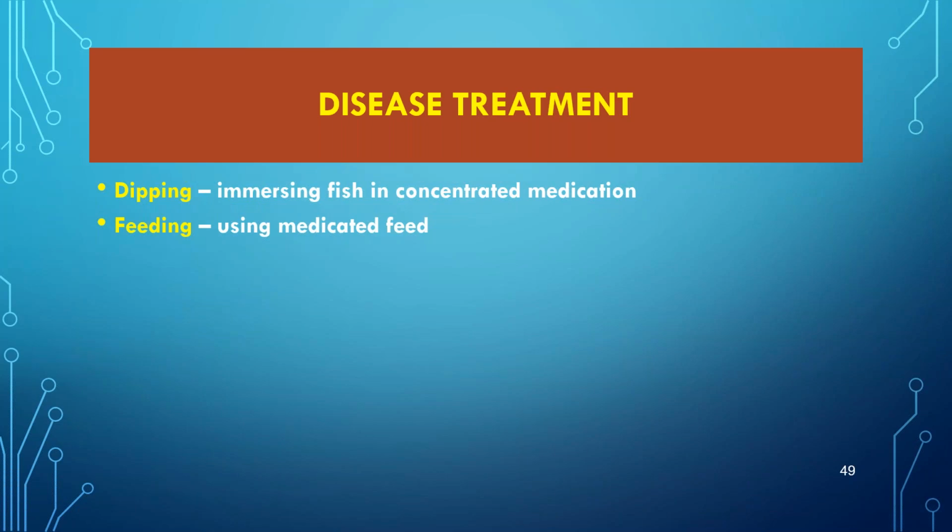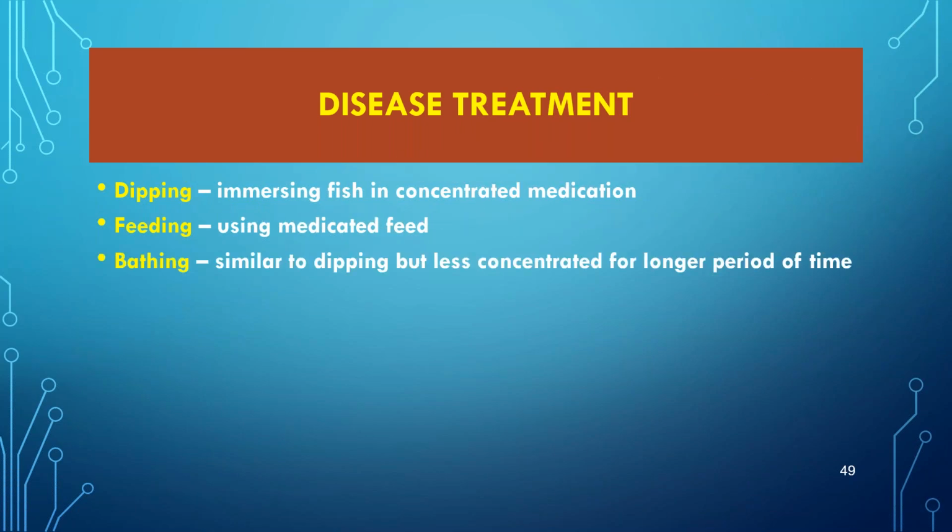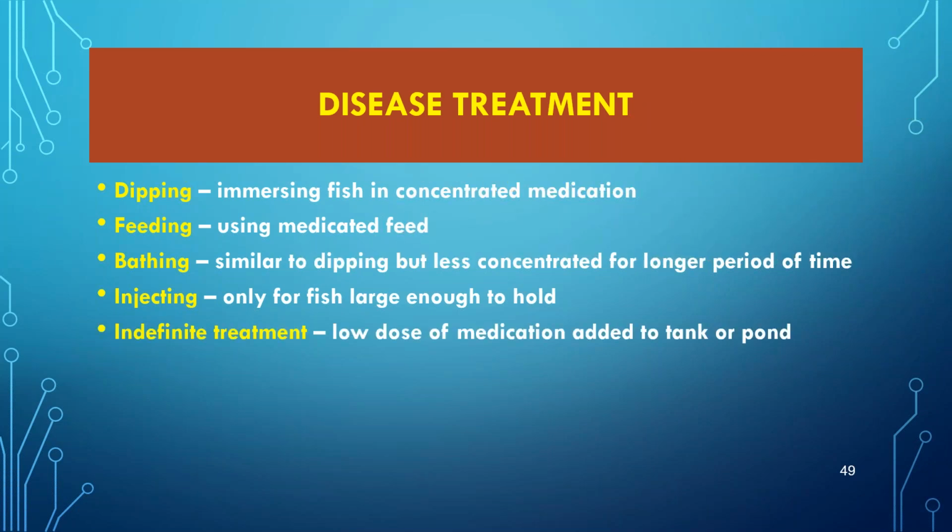Now coming to the treatment part, these are the basic tactics that are followed. That is dipping, immersing the fish in concentrated medication or chemicals, followed by feeding using medicated feed, antibiotics or other drugs smeared with the feed. Bathing is similar to dipping but less concentrated and for a longer period of time, followed by injecting. This is a less feasible one as the farmers are not much acquainted with it, and it is only possible for a large fish that can be easily held. Followed by indefinite treatment methods like low dose of medication added to the tank or pond, and sanitizers added. These also aid disease treatment protocols.